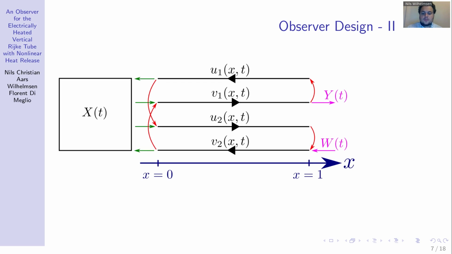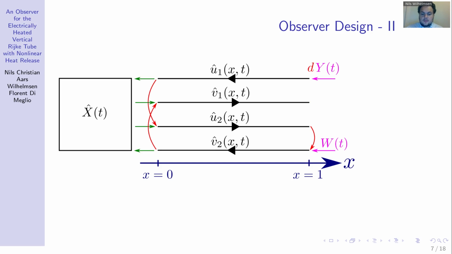Before the observer is designed, the acoustics are written in Riemann coordinates, and the domain is folded around the point where the heater is placed, represented by the ODE with state x inside the box. Also, the PDE spatial domains are normalized to be between 0 and 1.